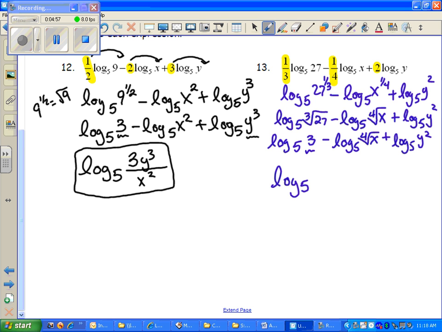3 is the positive portion of this expression. The y squared is also a positive portion, and then the minus here has that fourth root of x. So that would need to go in the denominator. So we have log base 5 of 3y squared over the fourth root of x. And now we could end up having to deal with this because we don't normally leave radicals in the denominator, but we're just going to leave that for now the way that it is and box it.